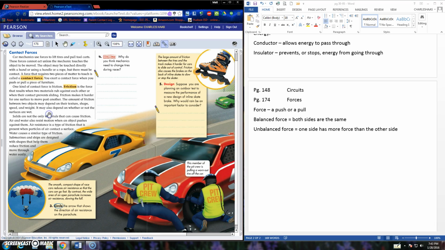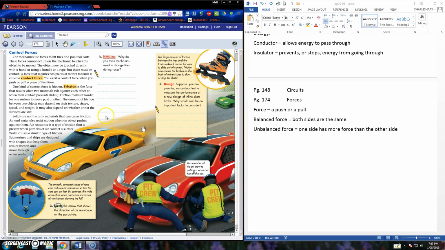Contact force. Well, let's see what this is. Car mechanics use forces to lift tires and pull tool carts. These forces cannot act unless the mechanic touches the object to be moved. The object may be touched directly with a hand or using a handle or a rope, but there must be contact. That means you have to touch it. A force that requires two pieces of matter to touch is called a contact force. I don't think we'll write that one down.